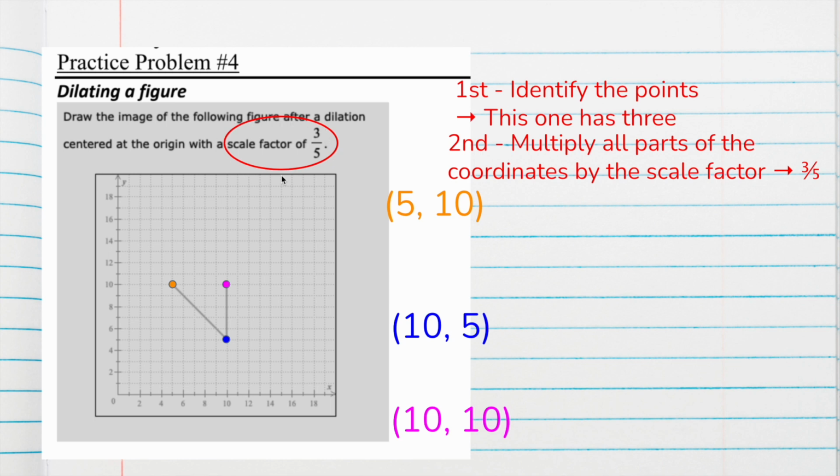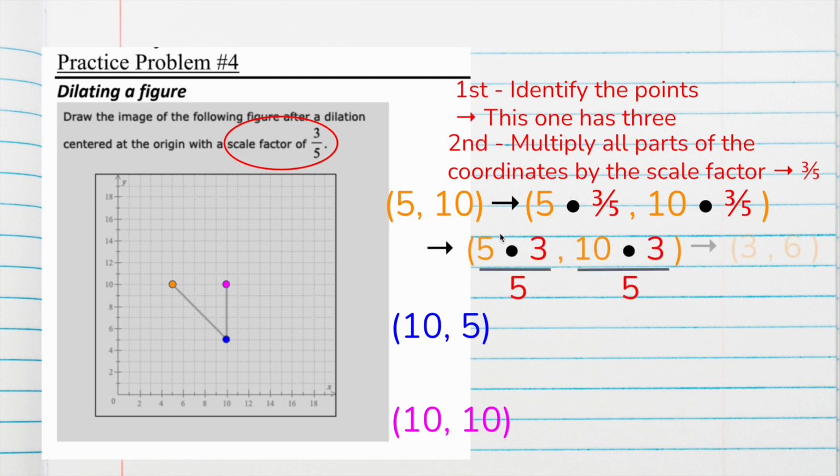Now I'm going to take them and multiply each one by the scale factor of 3/5. So I'm going to go 5 times 3/5, and 10 times 3/5. When I'm multiplying by a fraction, remember I'm going to multiply across the top and divide by the bottom. So 5 times 3 gets me 15, divided by 5, and that's where 3 came from, because 5 times 3 is 15, divided by 5 is 3. I can also cancel, can't I? 5 divided by 5 is 1, which just leaves me with 3.